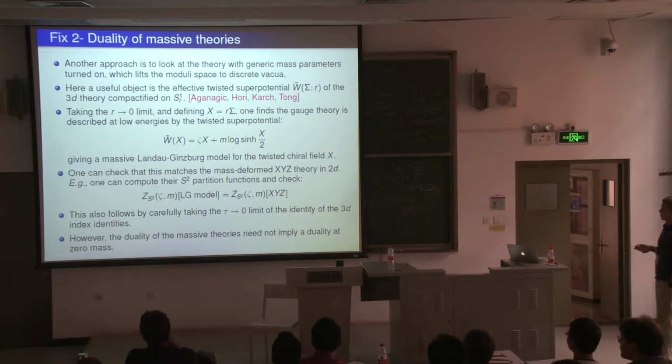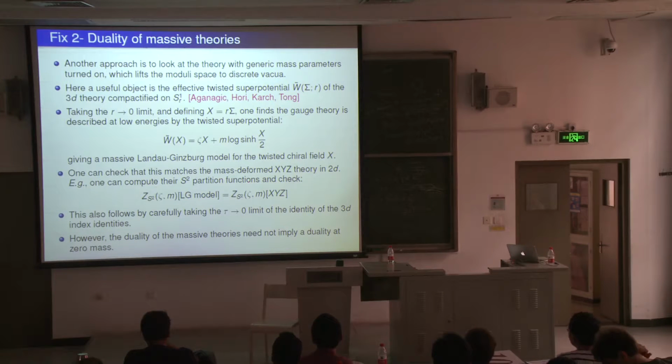By taking the R goes to 0 limit of this effective twisted superpotential, one finds that in order to get a regular limit, it's necessary to rescale the gauge field, sigma, by a factor of R, and express it in terms of a dimensionless twisted chiral field X. Then we find a Landau-Ginzburg model with the following twisted superpotential. And the claim is that this massive Landau-Ginzburg model is equivalent to the mass-deformed XYZ theory.